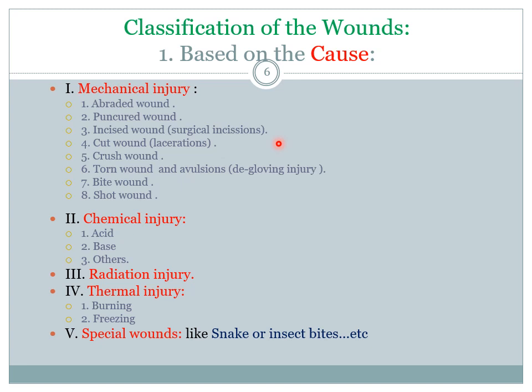Special wounds are those including insect bites and snake bites. These all 5 categories are all types of wound based on the causative factors.